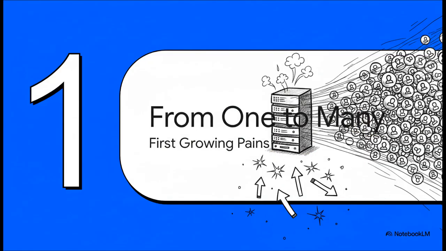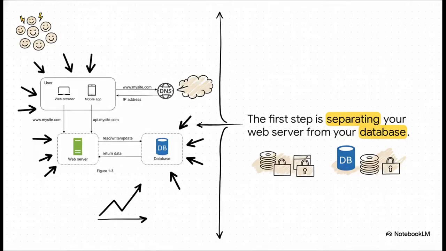Okay, but that single server setup, it's not going to cut it for long if your site starts getting popular. And that brings us to the very first challenge, dealing with those early growing pains when traffic starts to pick up. And here we have it, the first, most fundamental step to scaling up. You split things apart. You put your web server on one machine and your database on another. Think about it. They're no longer fighting over the same computer's power, its CPU and memory. Now, each one can grow and be scaled totally on its own.